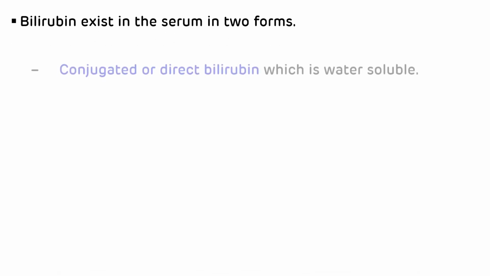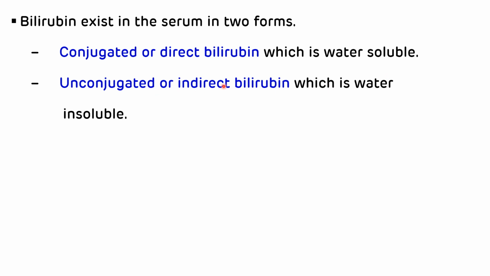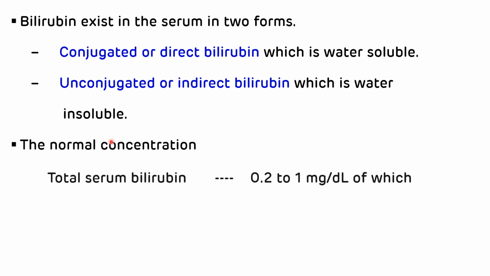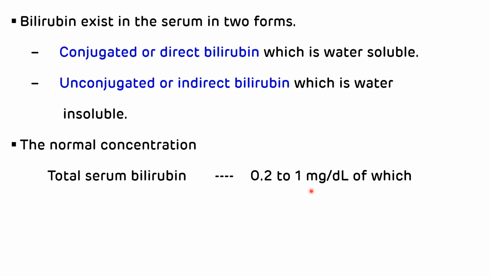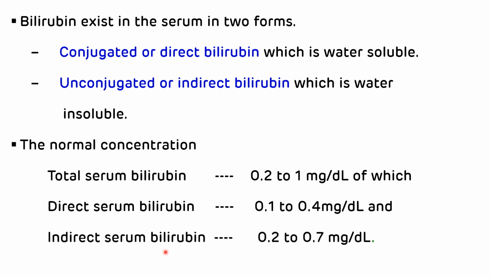Now bilirubin exists in the serum in two forms. The first one is conjugated or direct bilirubin, which is water soluble. The second one is unconjugated or indirect bilirubin, which is water insoluble. The normal concentration of total bilirubin is 0.2 to 1 milligram per deciliter. The normal concentration of direct bilirubin is 0.1 to 0.4 milligram per deciliter, and the normal concentration of indirect serum bilirubin is 0.2 to 0.7 milligram per deciliter.